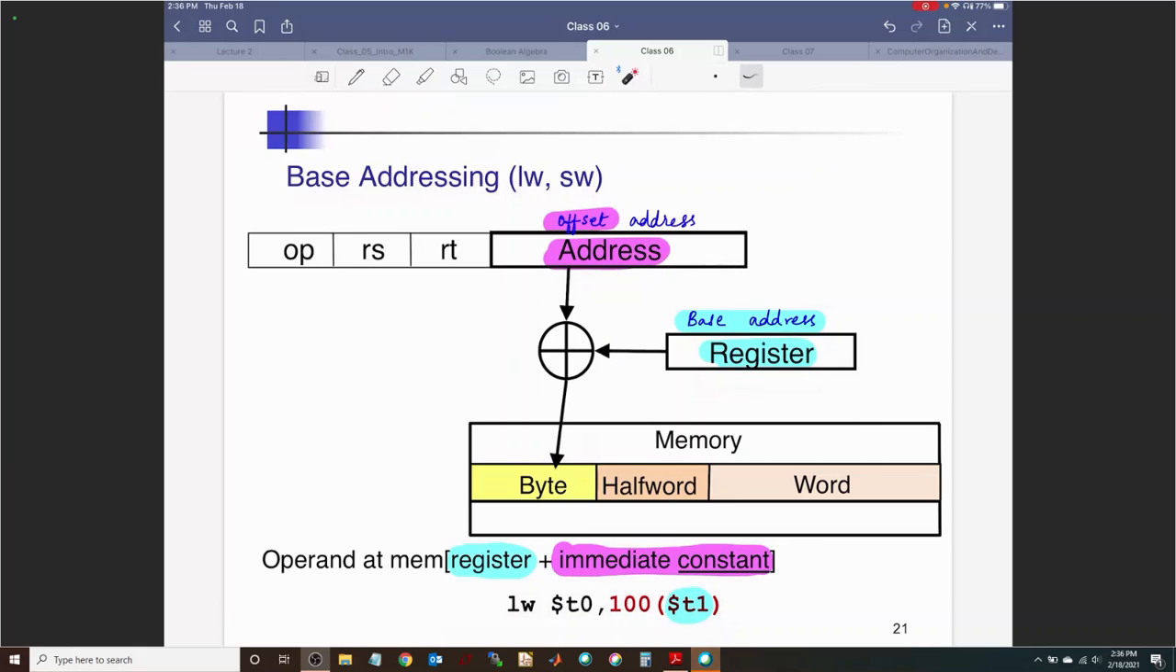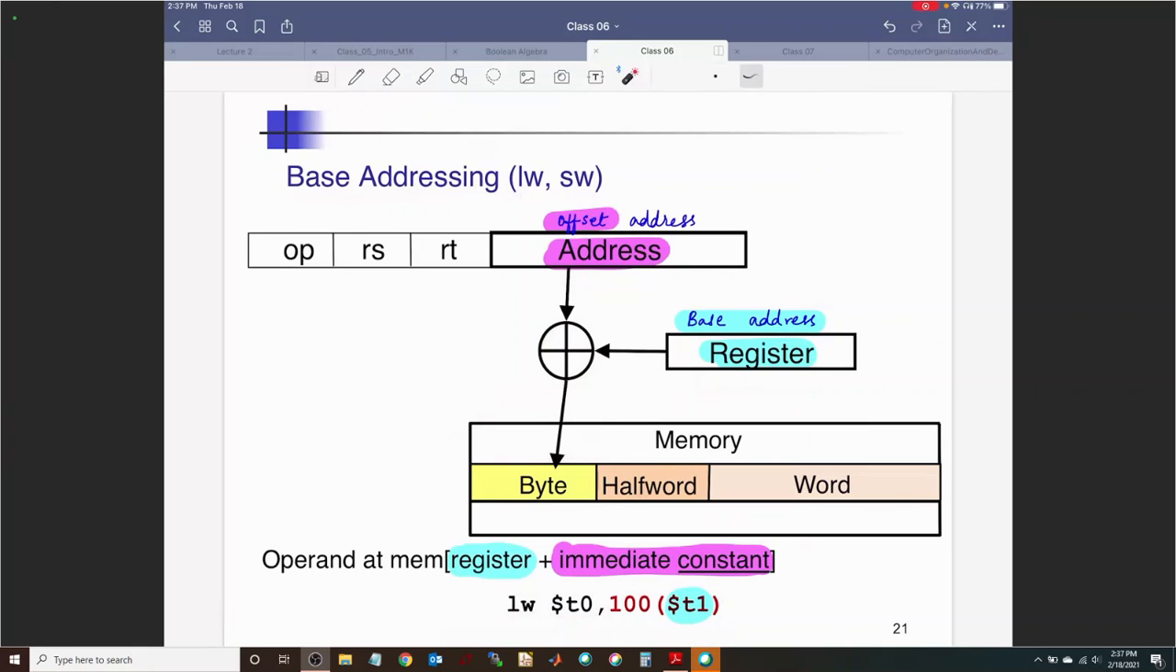That's the only difference. And we take that offset, we take the base address, add them up, and then we are going to use that to load a particular word from memory into one of the registers, in this case T0. So this is another addressing scheme. Now, this particular diagram might be a little bit confusing. What are we trying to access? A byte, a half word, or a word?